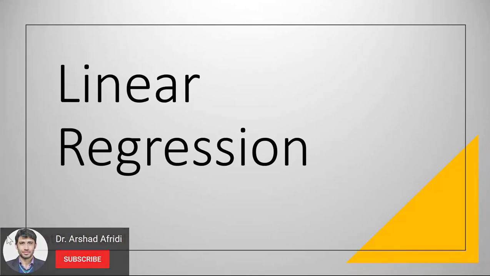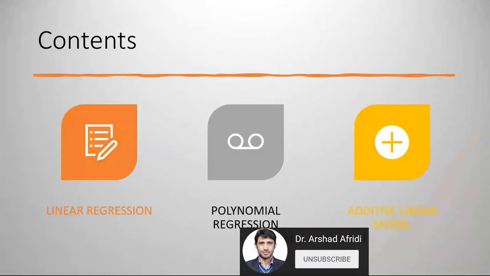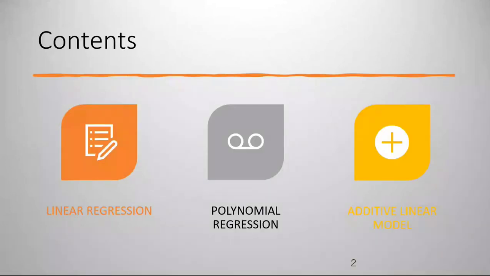We read about linear regression and discussed the basic concept of linear regression. Now we will go further in linear regression and study advanced concepts: polynomial regression, and then the additive linear model for linear regression. So that is a kind of linear regression problem.